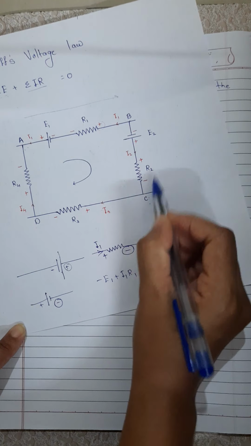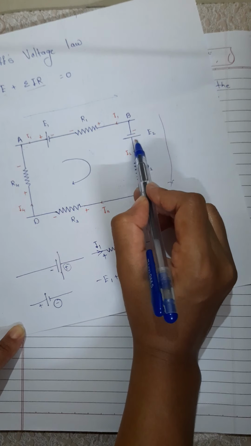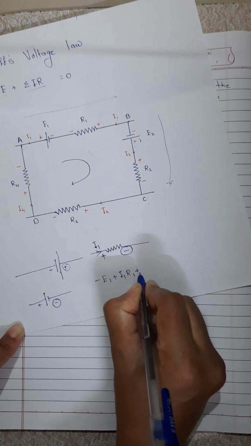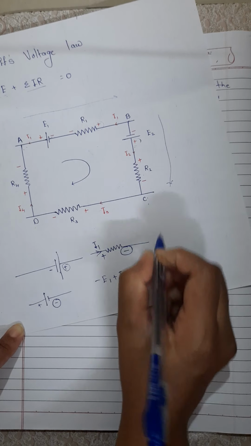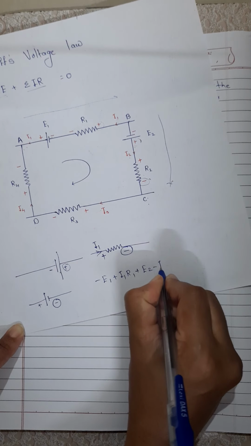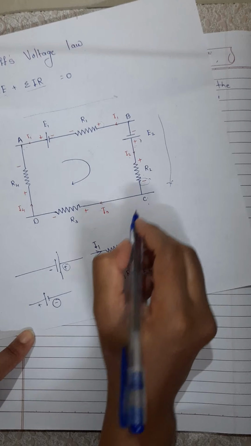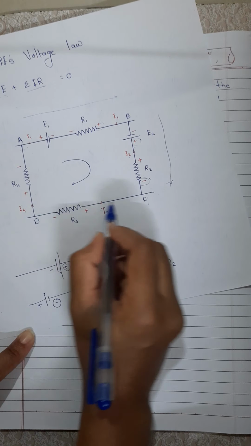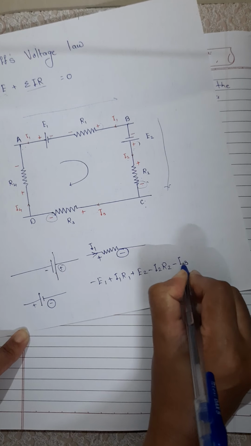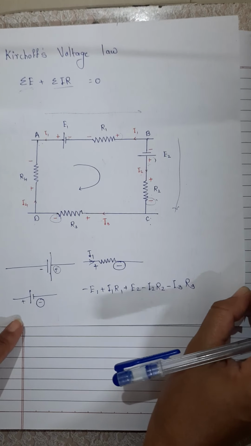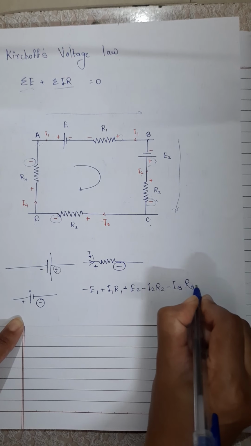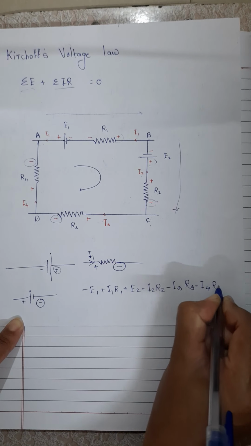Then B to C, having rise in potential, meaning plus E2. Then minus I2 R2. Then C to D. There is fall in potential, meaning minus I3 R3. Okay. Then D to A. There is fall in potential, meaning minus I4 R4.